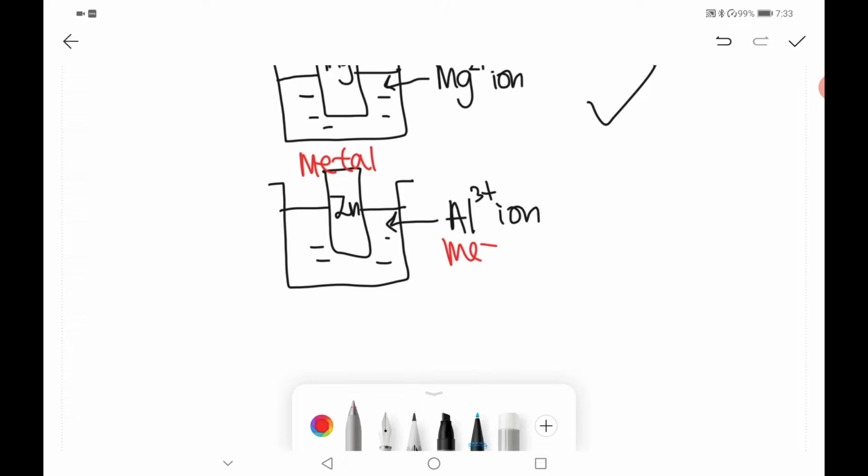We have a metal ion, but this is not a half cell. Why? Because the metal and the metal ion are totally different. The metal is zinc, the metal ion is aluminium ion. Cannot. They must be the same. For example, zinc metal with zinc ion, or aluminium metal with aluminium ion. They must be the same. Then only you can call them a half cell. So this is a very important concept.